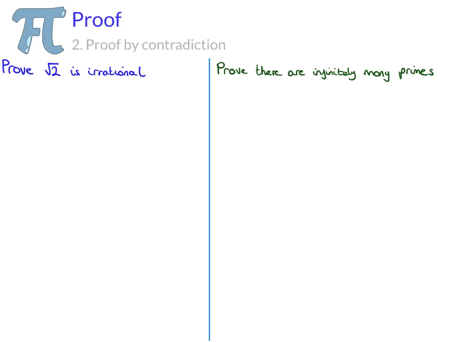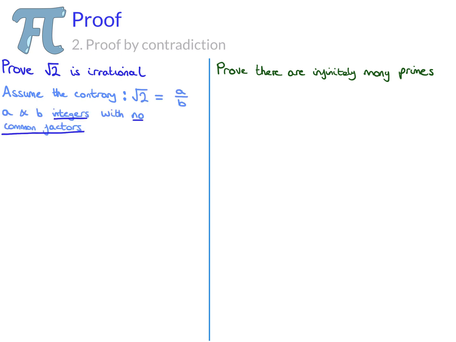We can also prove statements by showing that the contrary would invoke a contradiction. I will use this method to prove the irrationality of square root 2 and the infinite number of primes. To prove that root 2 is irrational, we assume the contrary, that it is rational and so can be written as the ratio of two integers with no common factors, a over b.